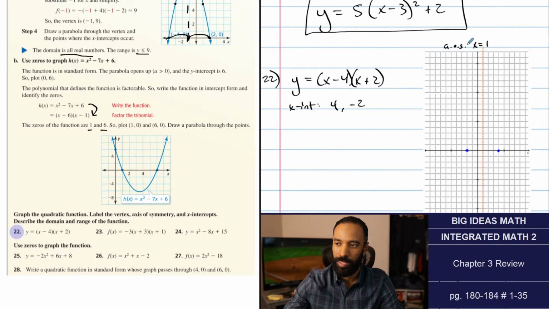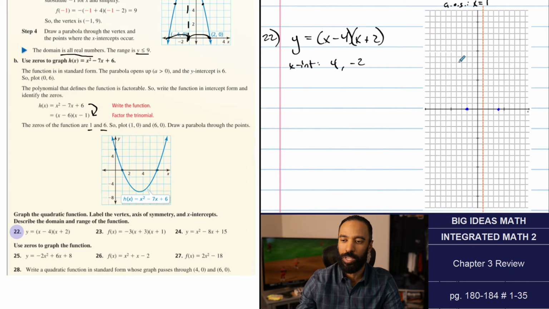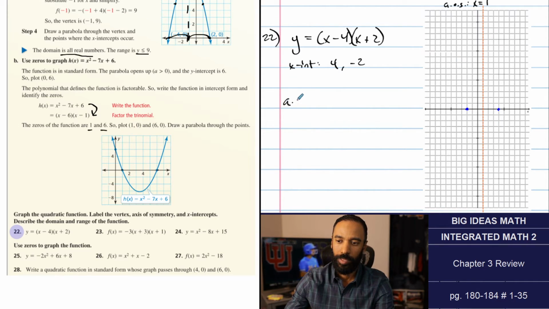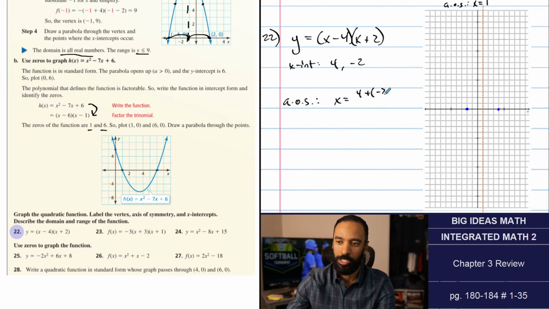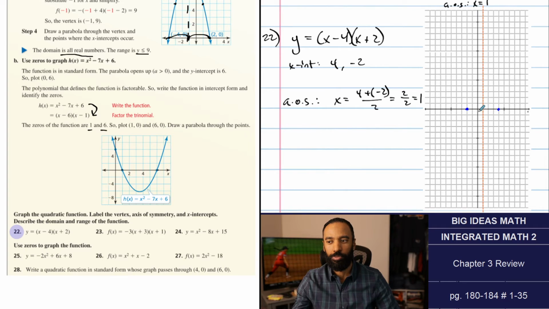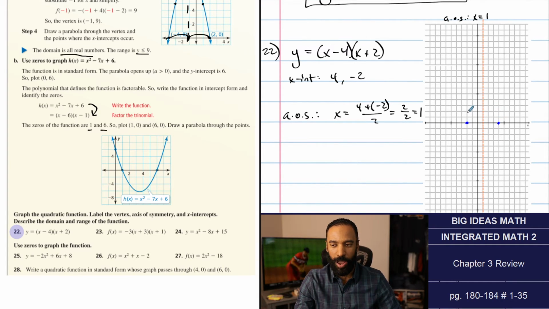That's the AOS. Now, if we want to find that ourselves, we can calculate it by getting the average of 4 and negative 2. 4 plus negative 2 divided by 2. That's 2 over 2, which is 1. So that's the other way of getting it. I'll probably use the visuals as long as they're making me graph anyway.